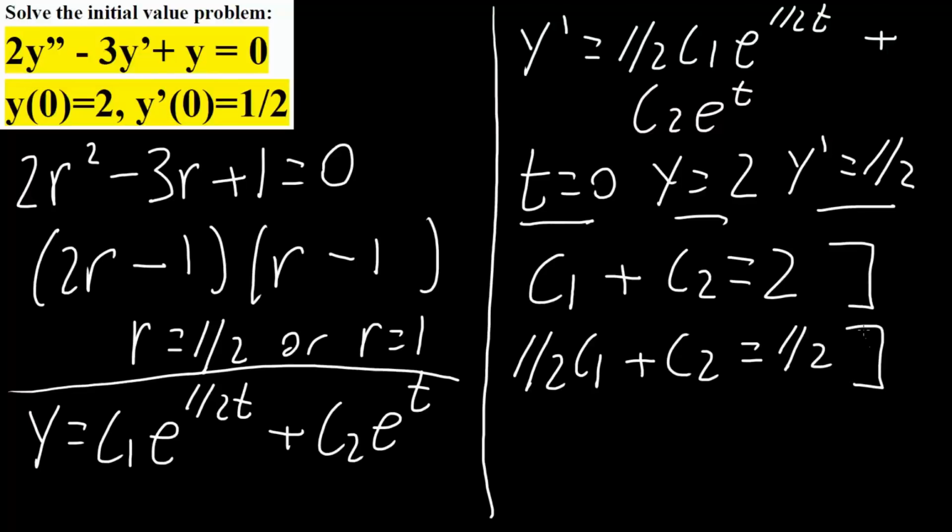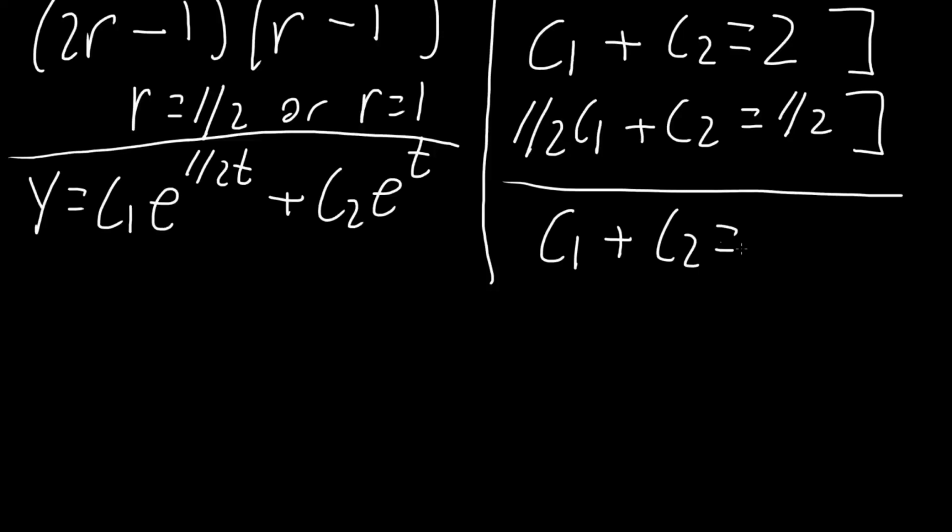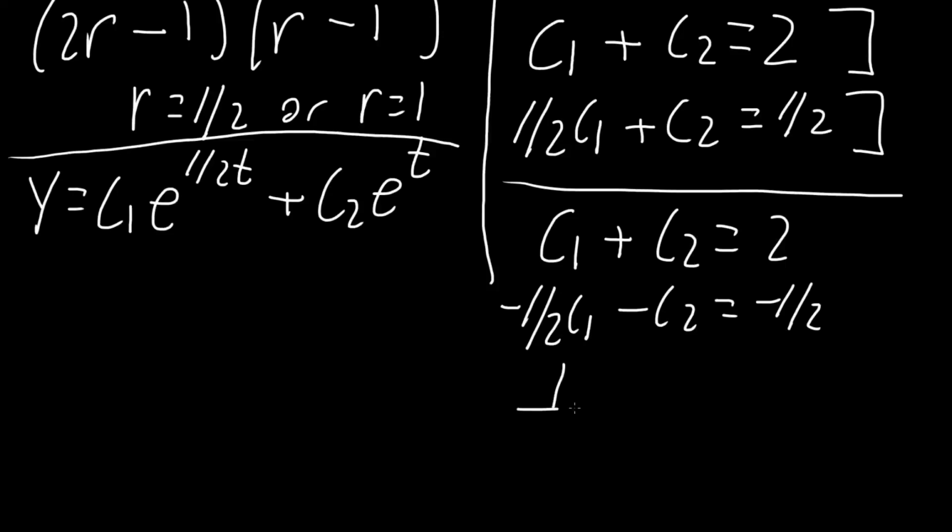And I'm going to scroll down. The next step will be to use the elimination method to solve for c1 and c2. I'm going to say c1 + c2 = 2. But in this line, I'm going to make everything minus. So I'll say -1/2 c1 - c2 = -1/2. This will eliminate c2. And so we will be left with 1/2 c1 = 3/2, and therefore c1 = 3.